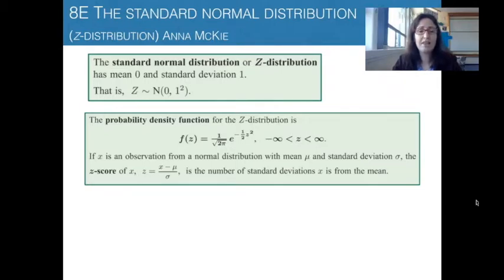Hello, I'm Anna Mackay and this video is on the standard normal distribution or a Z distribution. Here are some facts about that. We've already been talking about a normal distribution, so the normal curve, the bell curve as we call it.